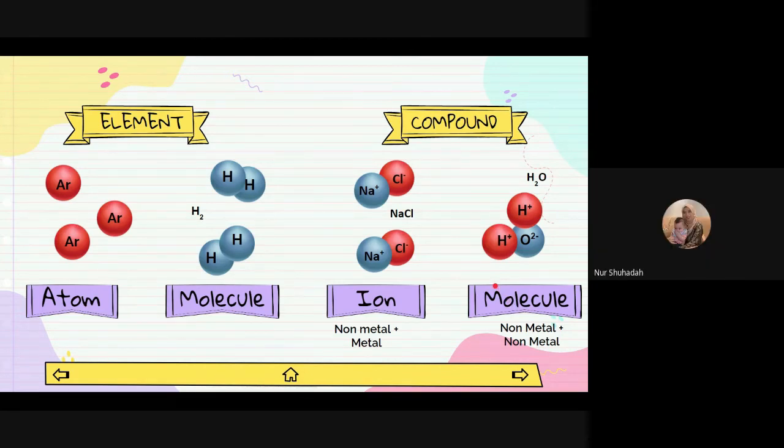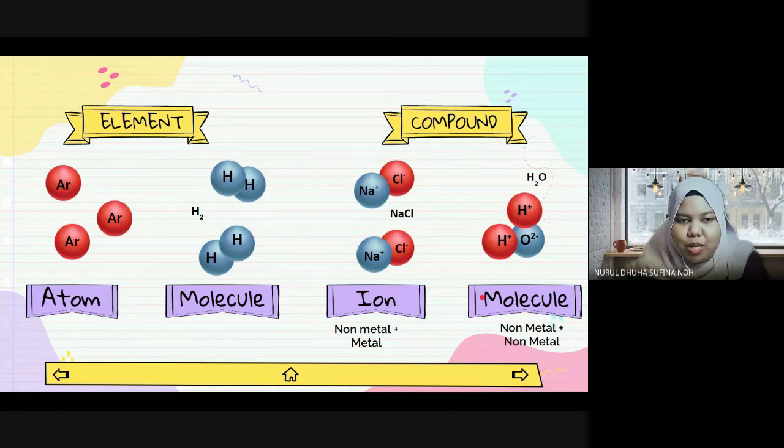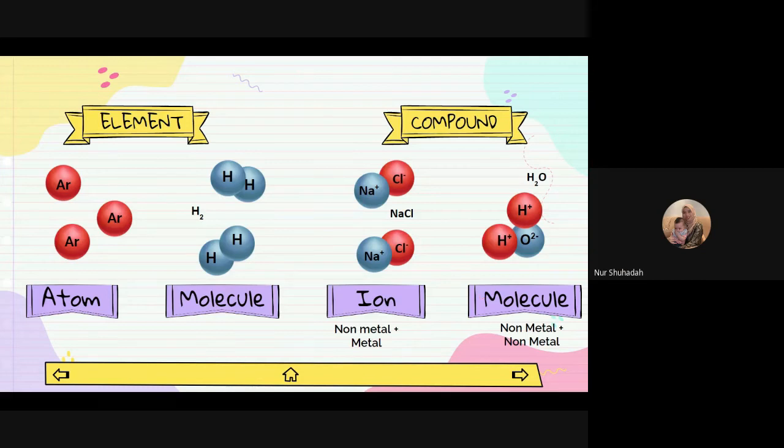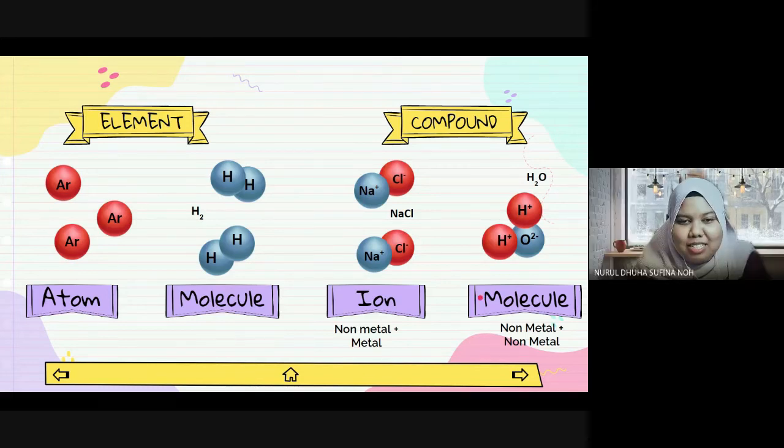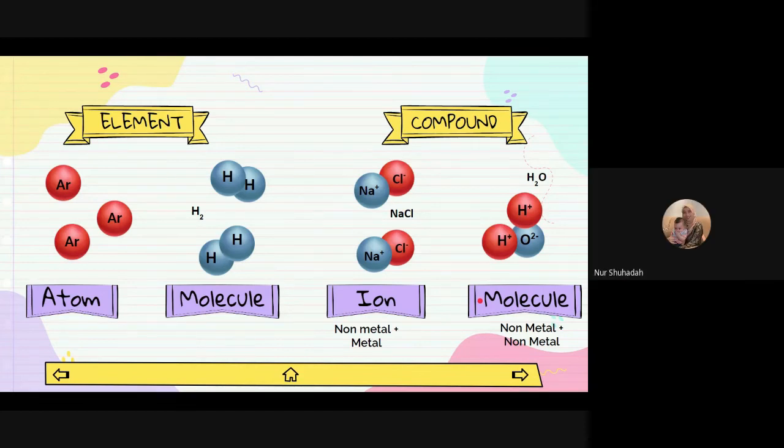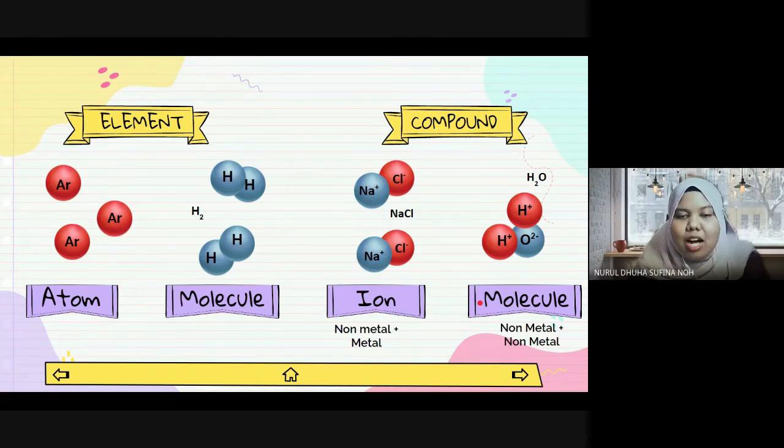Yes. Okay. If yes, I want to ask Shuhada. Are you here? Yes, teacher. Can you give me one other example of ion compound? Magnesium oxide. Okay. Which one is metal? Magnesium. Okay, correct. So magnesium is metal, while oxygen is non-metal. So the combination of metal and non-metal, which is magnesium oxide, will produce ion compound.